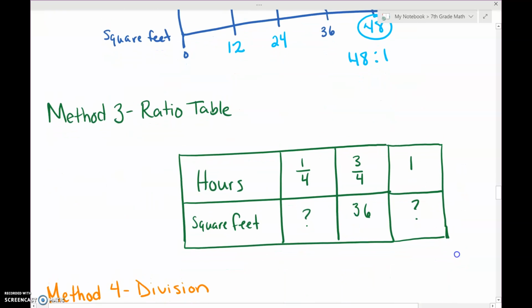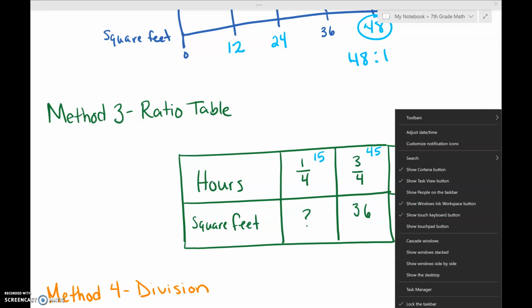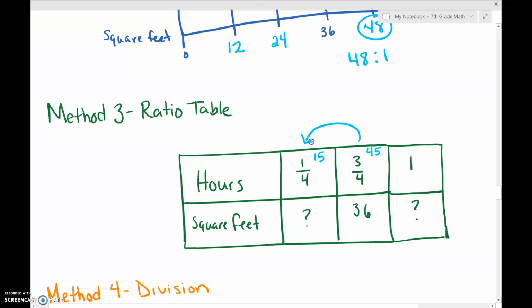We can also use a ratio table. Now, this ratio table is a little more complicated. I know that I'm looking for 1 hour and how many feet. We know 3 quarters of an hour, or 45 minutes. We need to know what one piece of that is, or 15 minutes. So how do I get from 3/4 to 1/4? Ooh, I'm clicking some buttons here. How do I get to here? Well, I have to divide by 3. I have to take those fourths and split it into 3 groups.